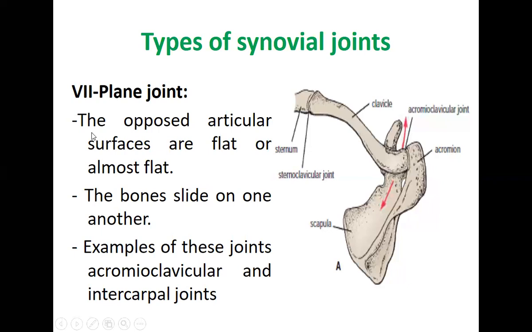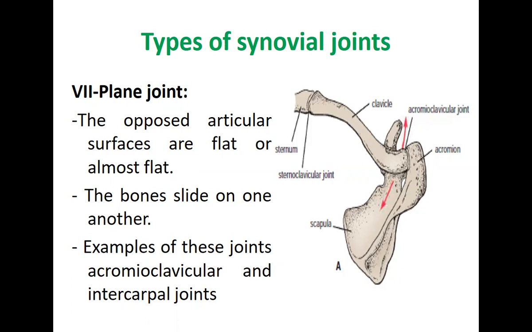That is the plane joint. Today we saw it between the acromion process of the scapula and the clavicle. This joint is called the acromioclavicular joint, a very good example of the plane joint. The opposing articular surfaces are flat or almost flat, so the two surfaces will be flat here. The bones slide on one another.